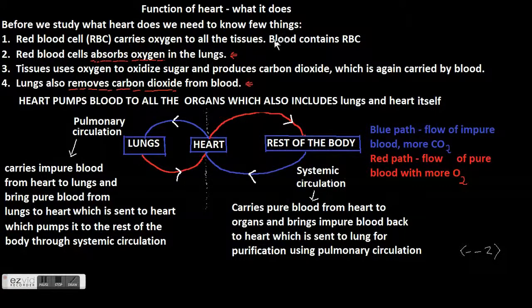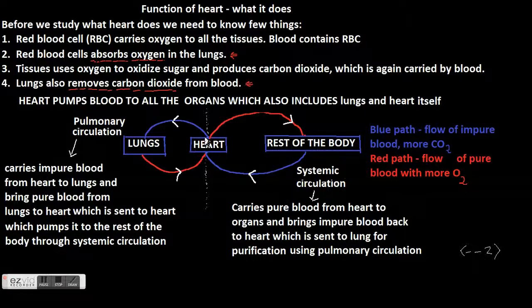Okay, blood contains red blood cell, and this red blood cell actually carries oxygen to all the tissues. Red blood cell is also called RBC. These red blood cells will absorb oxygen in the lungs, and tissues, all the tissues means all the organs like liver, brain, everything uses oxygen to oxidize sugar and in this process it produces energy. But when it will oxidize sugar, it also produces carbon dioxide, and this carbon dioxide again will be carried by blood, and lung will remove this carbon dioxide.